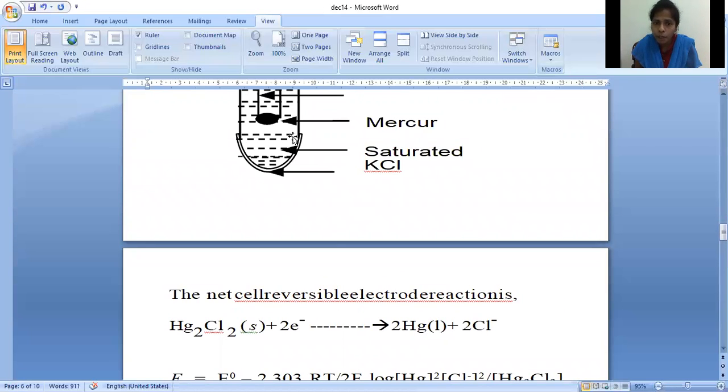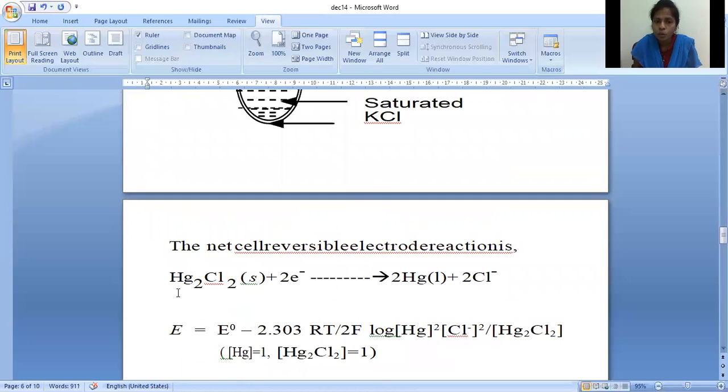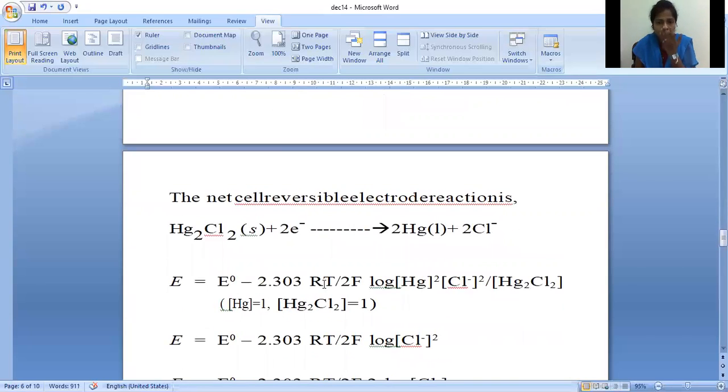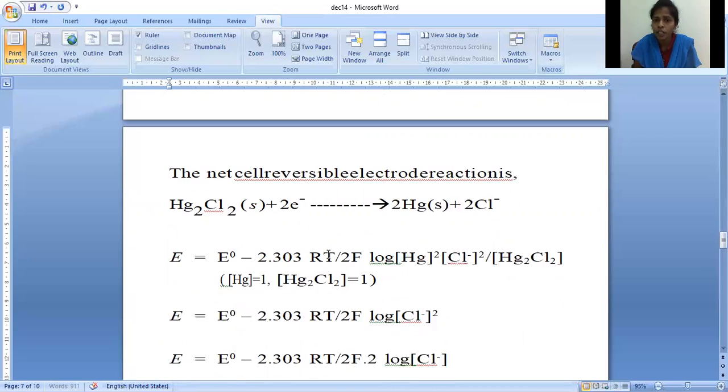So we are having the mercurous chloride here and mercury here. This mercurous chloride is gaining the electrons to produce the mercury and chloride ions. So mercurous chloride plus 2 electrons giving rise to 2 mercury plus 2 Cl minus. Yes. So here mercury is the paste here, not liquid. It is a paste. So it is considered as a solid only. It is not the liquid.